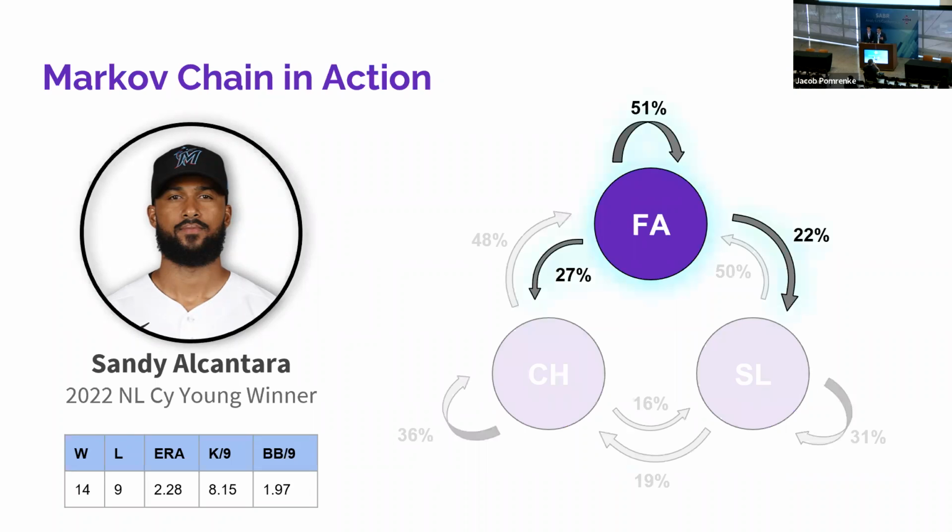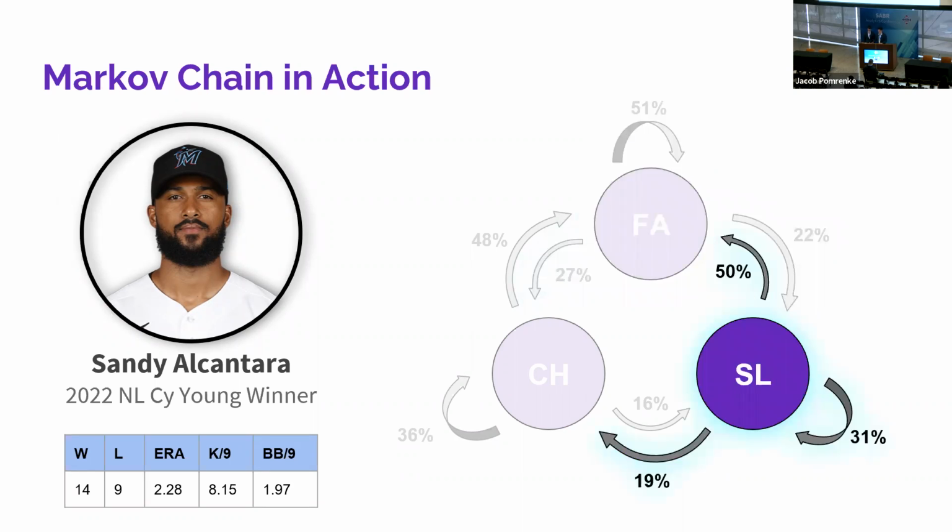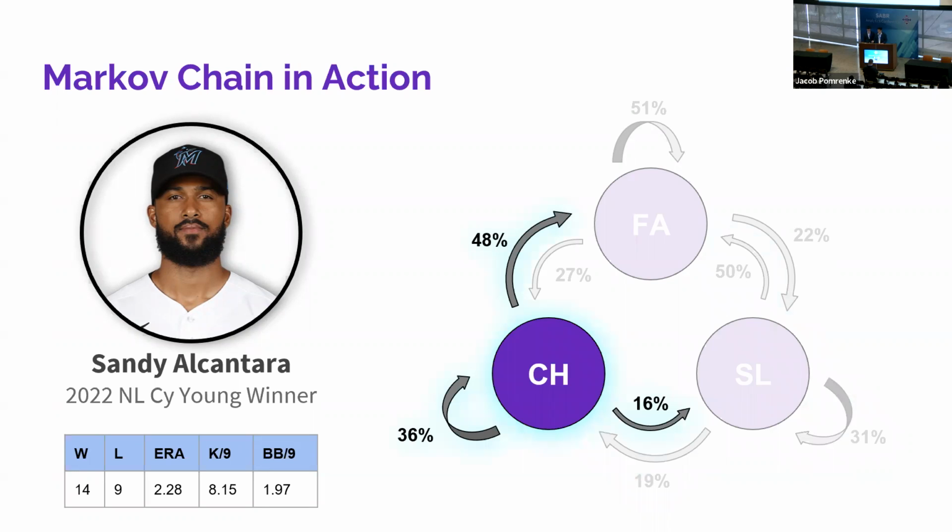Specifically, for example, if he starts out by throwing a fastball, then there's a 51% chance that he's going to throw another fastball right after. And then there's a 22% chance that he'll throw a slider, 27% chance for changeup. And if he starts out by throwing a slider, then the same story applies, but obviously the probabilities are slightly changed. Same goes for the changeup as well. So it's good that we can know the probability of what type of pitch he'll throw based on the previous pitch, but how does that relate to analytics and Markov chain?